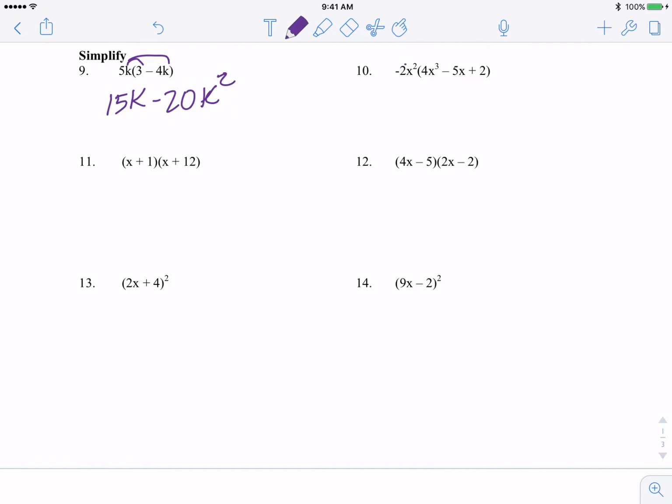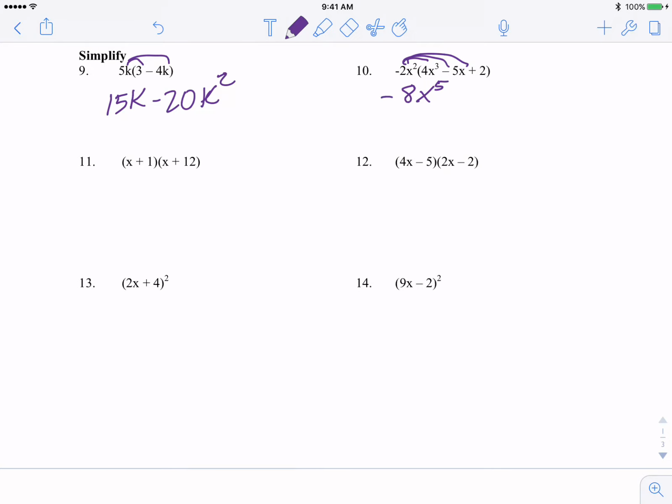In number 10, same thing. We're going to do the distributive property rainbow rule here. Negative 2 times x squared times 4 times x cubed. So negative 2 times 4 is negative 8. X squared times x cubed. Remember, that's like saying I have 2 x's and then 3 x's. So I now have x to the 5th.